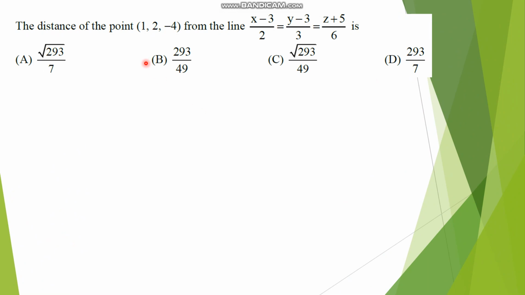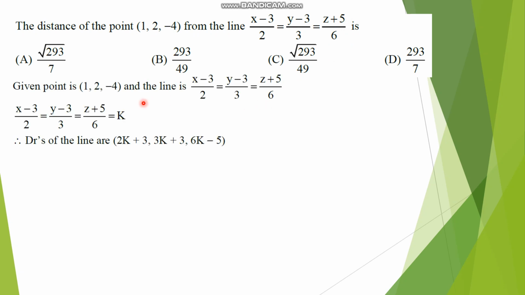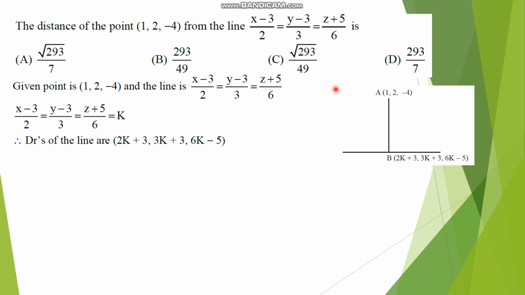The distance of the point (1, 2, minus 4) from the line (x minus 3)/2 = (y minus 3)/3 = (z plus 5)/6 is. Four options are given. Again, we know the point is 1, 2, minus 4, and the line is given. So we can take the line as equal to k. Then what are the direction ratios? The direction ratios are 2k plus 3, 3k plus 3, 6k minus 5. So this is the diagrammatic idea about the problem.